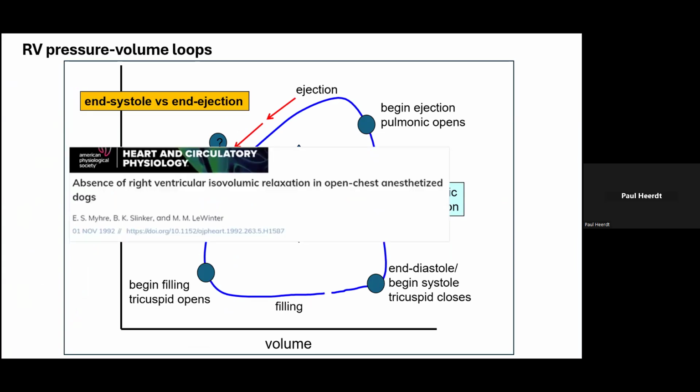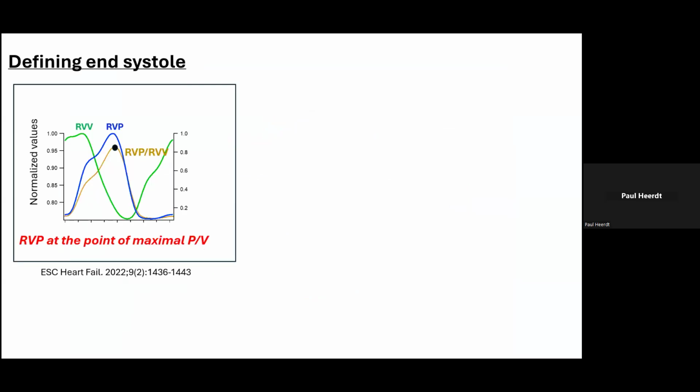In fact, a study was published many years ago suggesting that under normal low impedance conditions where ejection from the RV continues for an extended period, there's actually no isovolumic relaxation in the normal right ventricle. This gets to then how we define end systole in our pressure volume relationships, and coming up with something that's applicable to both the left and the right ventricle.